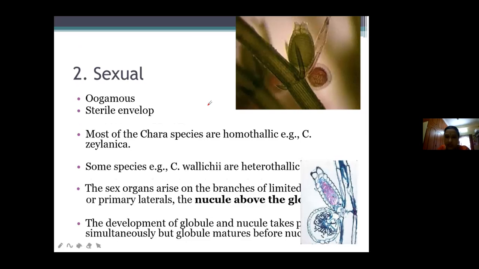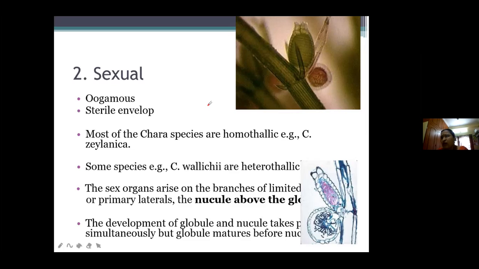See here, sexual reproduction is of a highly advanced oogamous type. Same as in Oedogonium, a highly advanced type of sexual reproduction is there. In this one also, a highly advanced oogamous type of sexual reproduction. Most species are homothallic, that is monoecious. Few species are heterothallic, that is dioecious. See here girls, the terms you can learn by heart. Homothallic means monoecious and heterothallic is called the dioecious species.